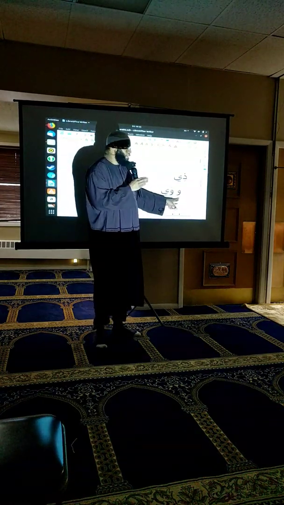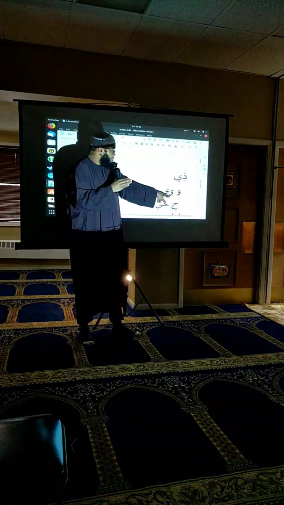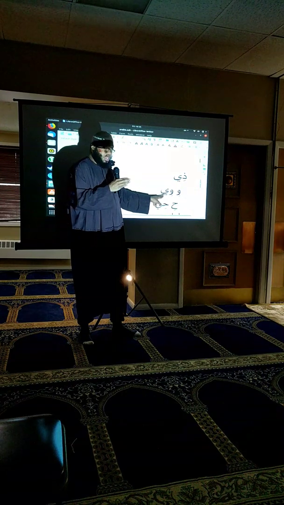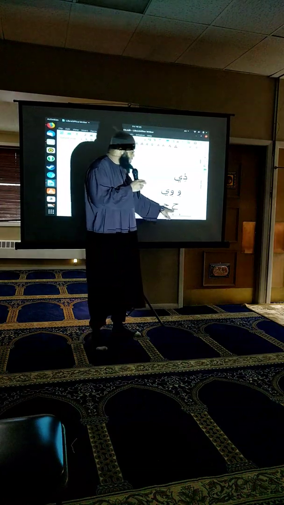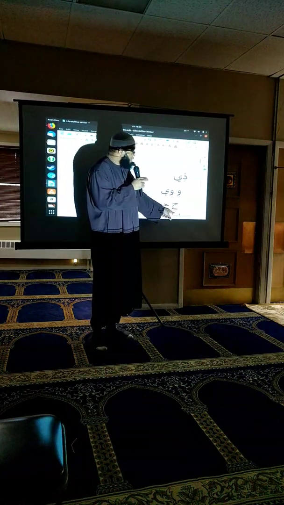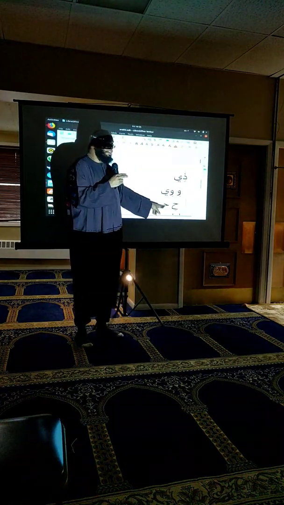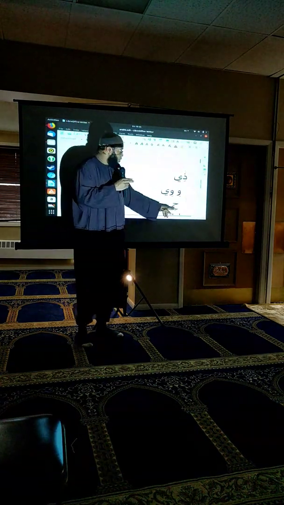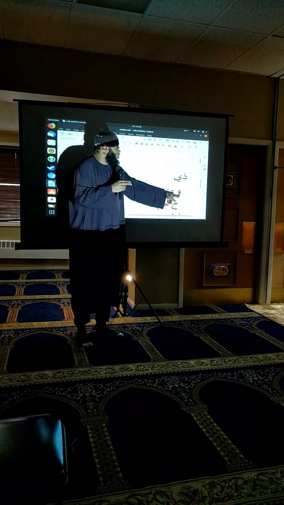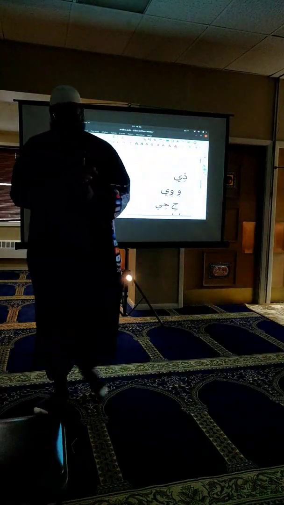Here we have a wa with a kasra. So we'll say wi, right? If we want to elongate that, we have the wa with the kasra followed by the ya. So this is wi, and this is wee. Same thing here with the ha. We have the ha with a kasra underneath it. This is hi, right? Now if we have the ha with a kasra underneath it followed by ya, this is hee. So we have hee, wee, dee. Give you some time to write that down.